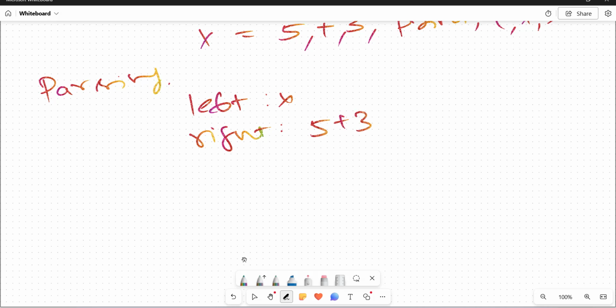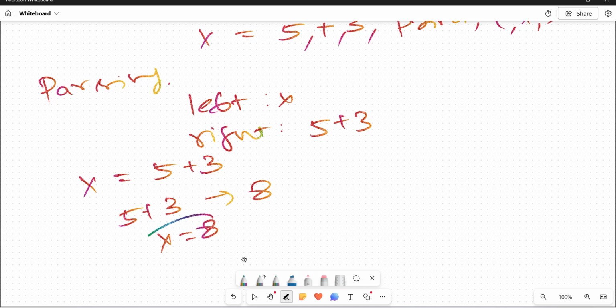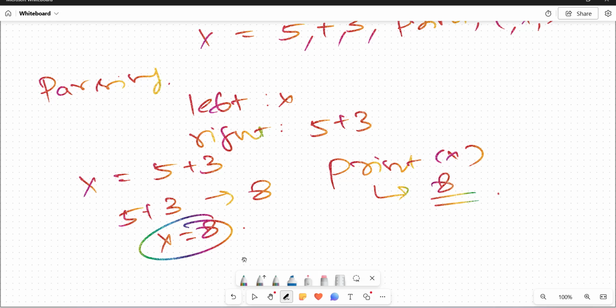And the third step is to interpret and execute line by line. So it executes the first statement x equal to 5 plus 3. It evaluates what is 5 plus 3, we have 8, and stores this value 8 in x, as simple. And the second statement we have is print x. What it does is fetch the value of x, which is 8, and send 8 to the output console. So that's how the 8 gets printed in the console.